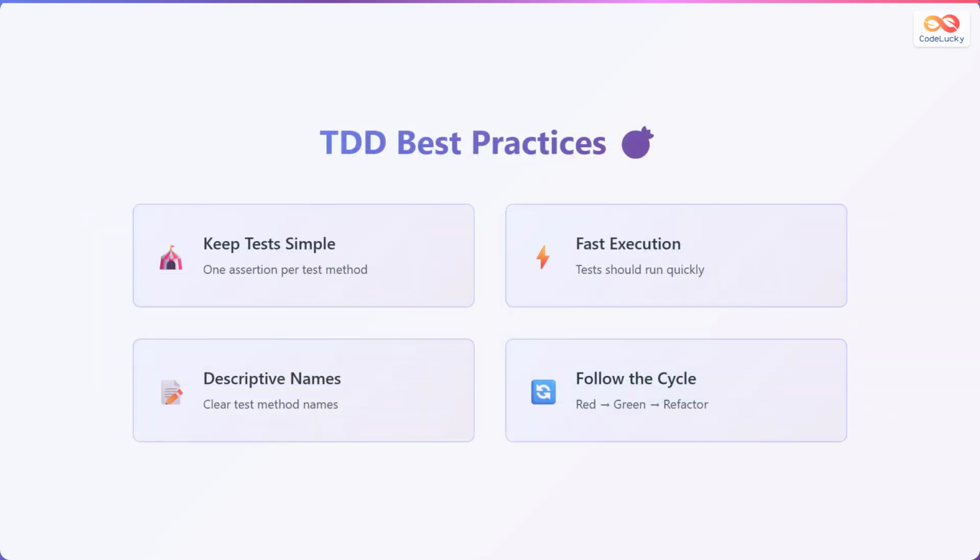Here are some best practices to keep in mind when using test-driven development. First, keep tests simple by using one assertion per test method. Second, ensure fast execution because tests should run quickly. Third, use descriptive names for clear test method names. Finally, always follow the cycle of red, green, and refactor.